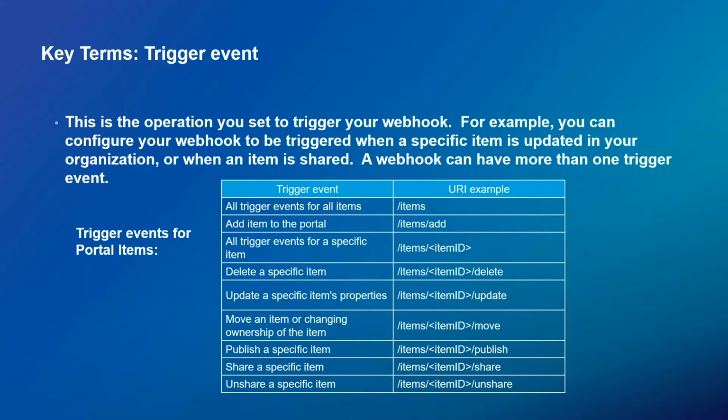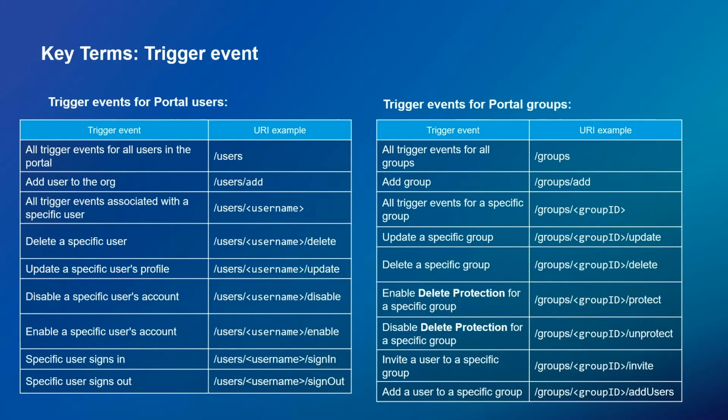So let's say you have a secured item in your portal that you really want to watch its access to. You can just subscribe to that one item and create webhooks, or have your webhook triggered anytime that item's sharing is updated. And then we also have events for users and groups.